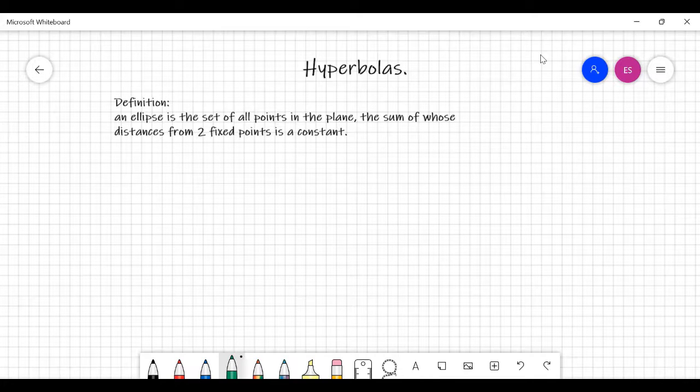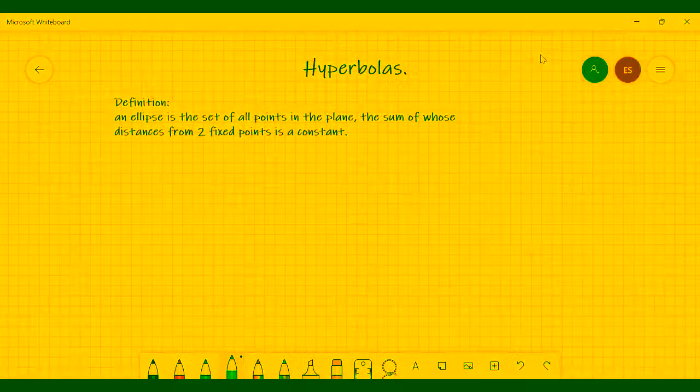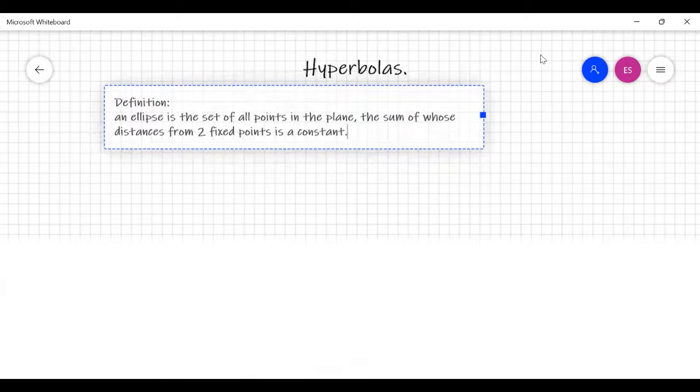Remember, an ellipse is a set of all points in the plane, the sum of whose distances from two fixed points is a constant. I'm going to modify it a little bit and make it a definition of a hyperbola. What is a hyperbola? Well, we already have a sum of the distances from 2 points equal to a constant. Now, guys, we are going to make a difference of 2 distances equal to a constant. And that's going to produce a hyperbola.